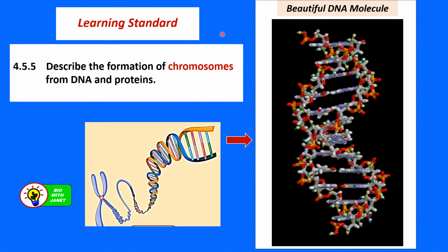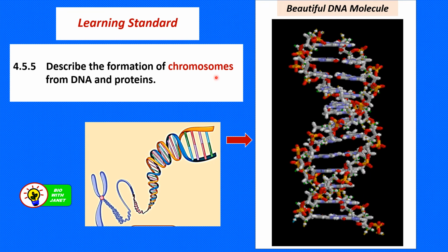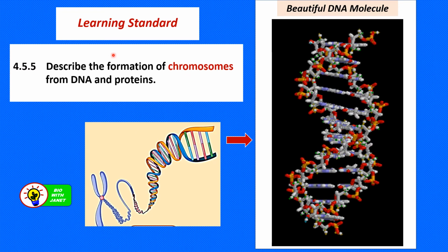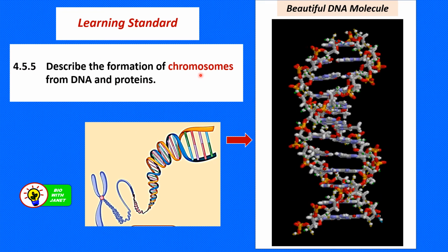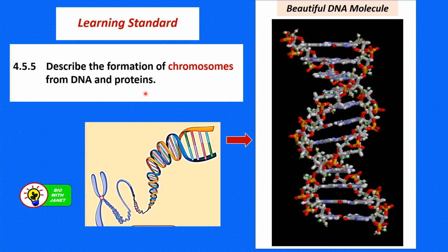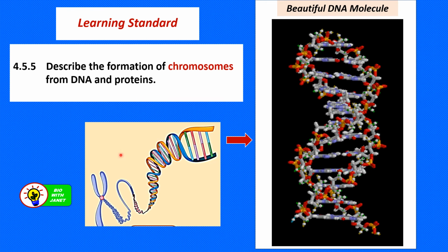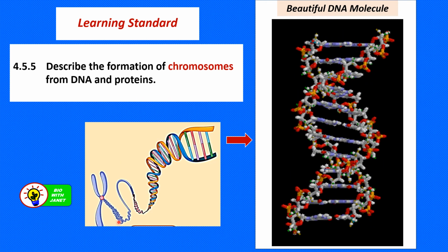The learning standard for today's lesson is as follows. We must be able to describe the formation of chromosomes from DNA and proteins. So do you know that the chromosomes in our cells are actually made up of DNA and proteins called histones? Right? So here we see a chromosome which is X-shaped. So why is it X-shaped?